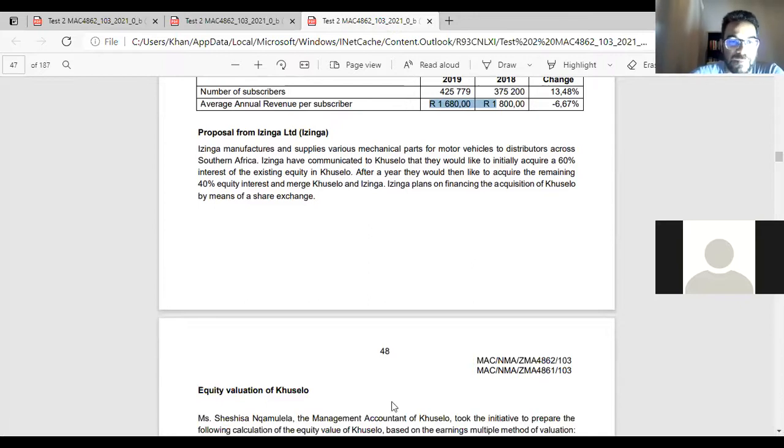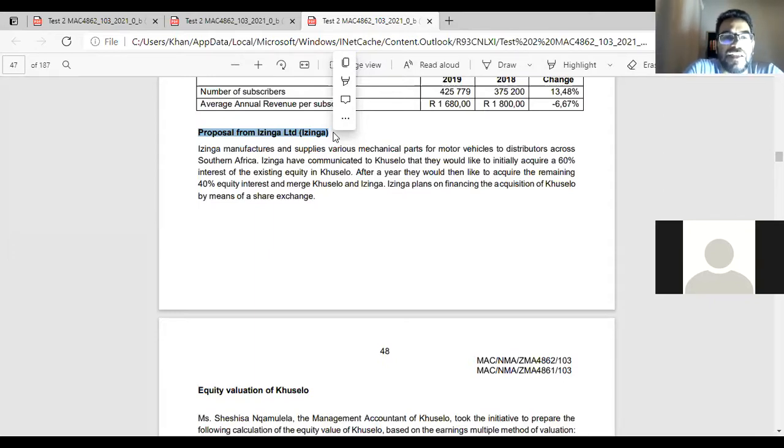We may need it for the valuation, but here is where we want to look into the proposal from Izinga LTD. When you see the word proposal, they're most likely talking about a potential acquisition or merger, and you need to do a valuation. So Izinga manufactures and supplies various mechanical parts for motor vehicles to distributors across Southern Africa. Izinga have communicated to Kuselo that they would like to initially acquire a 60% interest of the existing equity in Kuselo. So it appears that Izinga is a much bigger entity relative to Kuselo. That is why Izinga can acquire Kuselo.